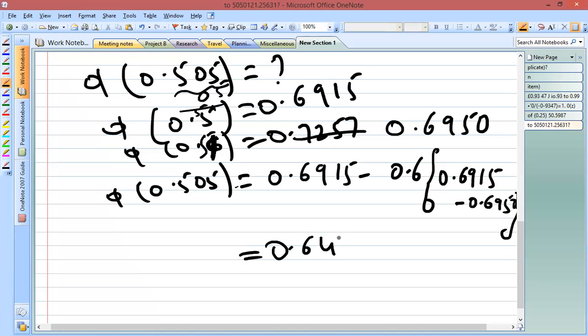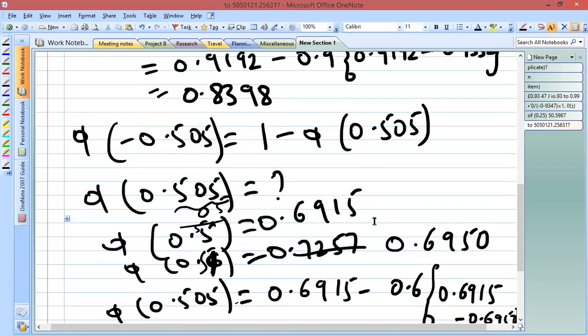0.6435. Okay, copy that. So this is for phi of 0.505. So using this, you need to calculate phi of minus 0.505. Put it in this equation and calculate.